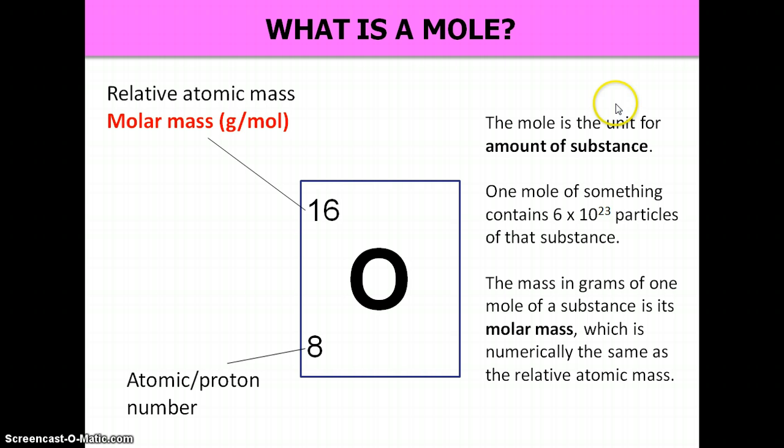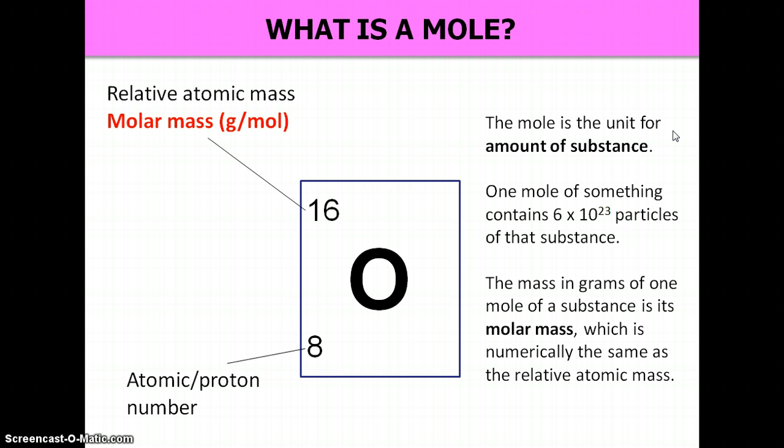So, in summary, the mole is the unit for the amount of substance. 1 mole of something contains 6 times 10 to the 23 particles of that substance. You could get a bit silly here. You could say, for instance, 1 mole of bananas is 6 times 10 to the 23 bananas.